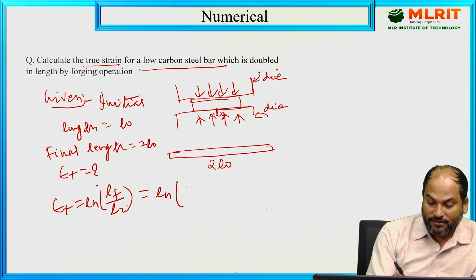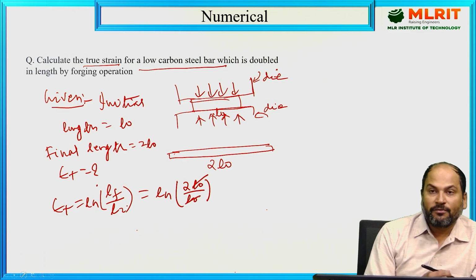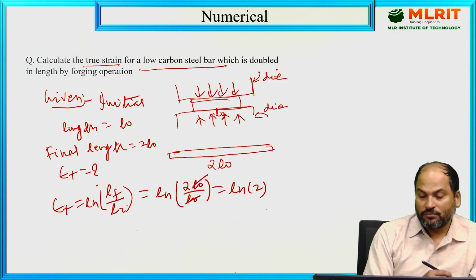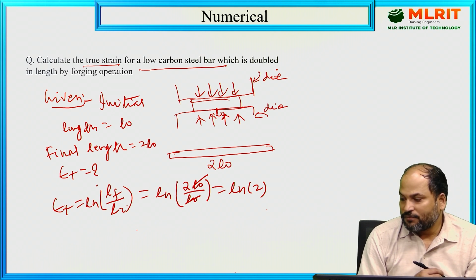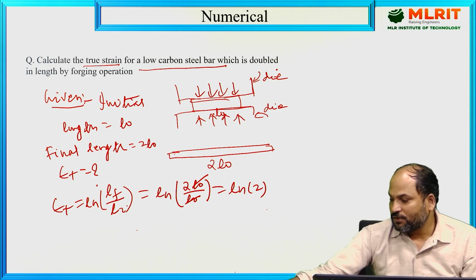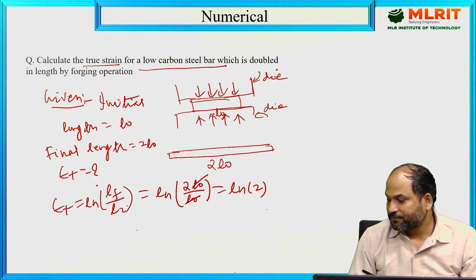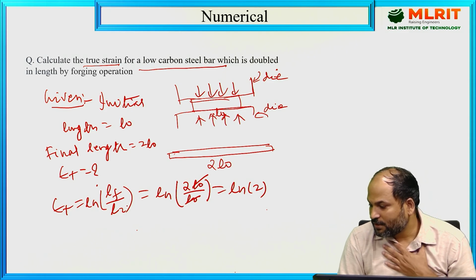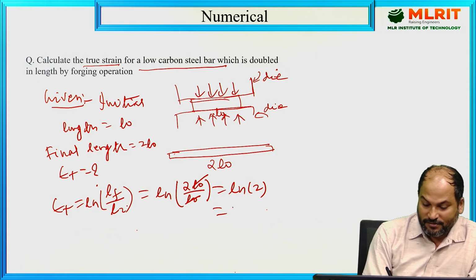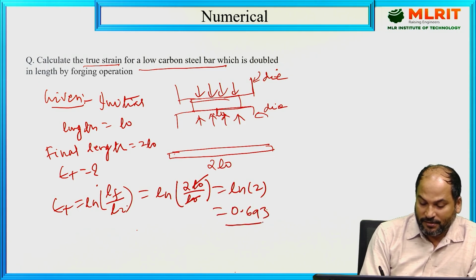What is the final length? Twice L naught. And what is the initial length? L naught. L naught and L naught cancel out. So this will become ln 2, natural logarithm of 2. What is the value of the natural logarithm of 2? The value comes out to 0.693. That will be the answer.